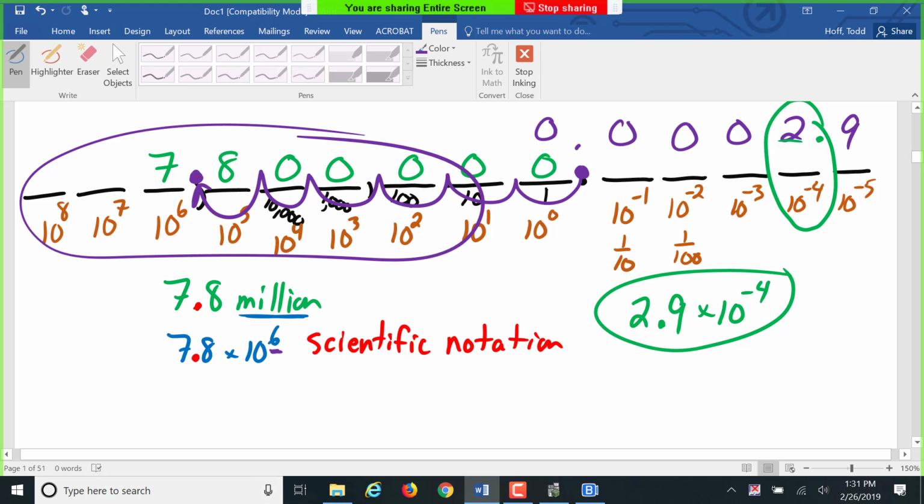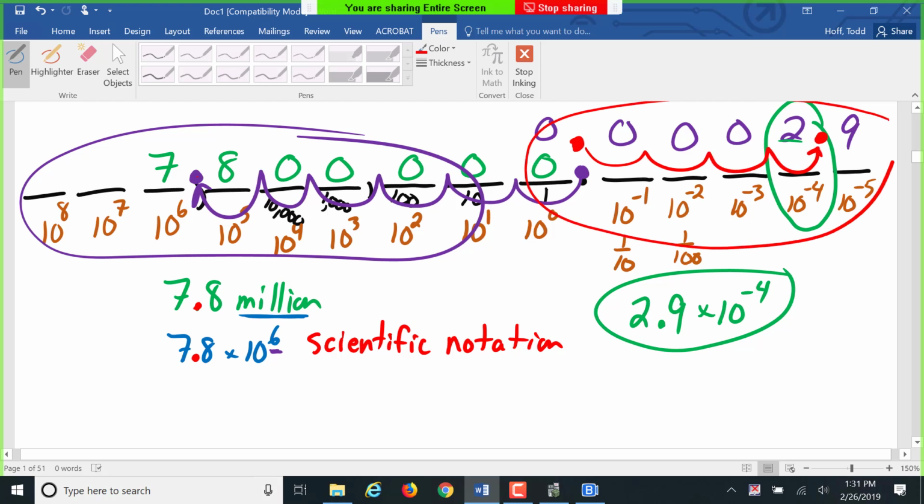Our 29 hundred thousandths are 0.00029. In that number, the decimal point started here and moved to there. It moved 1, 2, 3, 4 spots. That was a very, very small number. Small numbers have place values that are negative powers of 10. So it moved 4 spots, it's 10 to the negative 4.